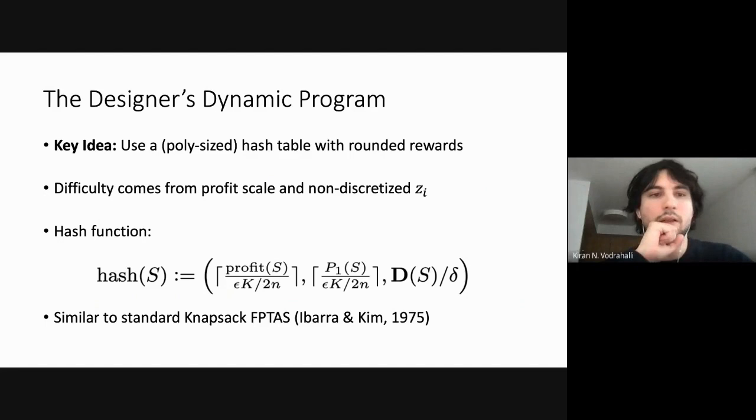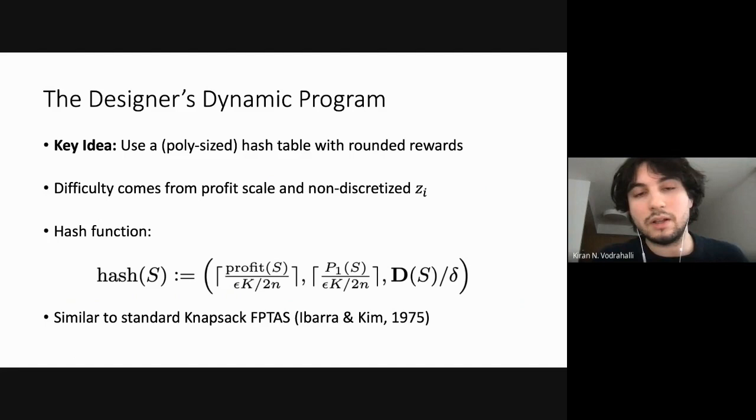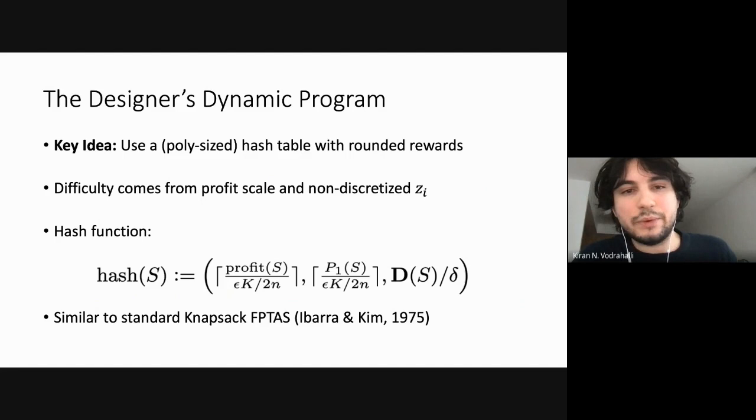So basically, the main difficulty comes from scaling the profit, and also, in the original problem, if the ZI are not discretized. We get rid of the second problem by assuming it away. We're assuming that they are discretized as multiples of this small delta. It may be possible to come up with a different approach where you don't have to discretize the ZI, but we suspect it is necessary. And for this approach, certainly we need to discretize the ZI.